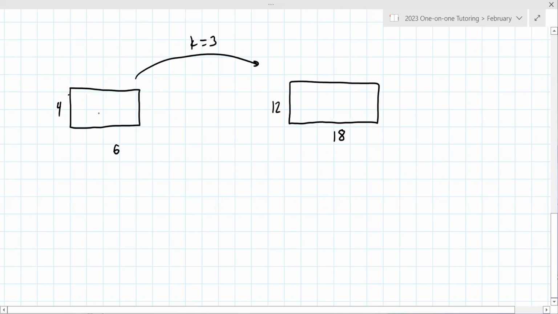Good. So let's calculate a few things. Let's calculate the perimeter and the area of the original, and then the perimeter and the area of the next one. Okay, so the original perimeter would be 20. Yep. And then the area of the original would be 24. Good.